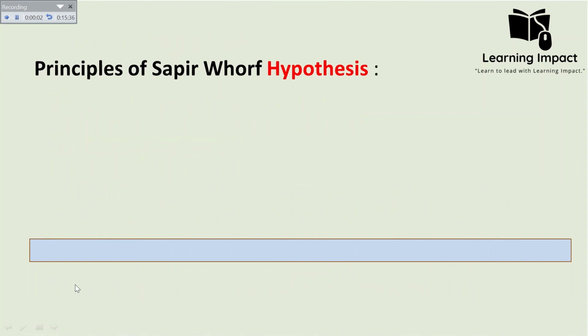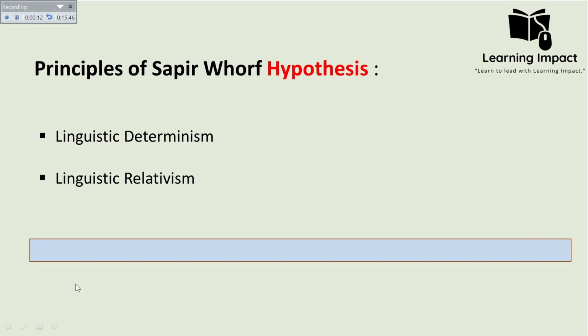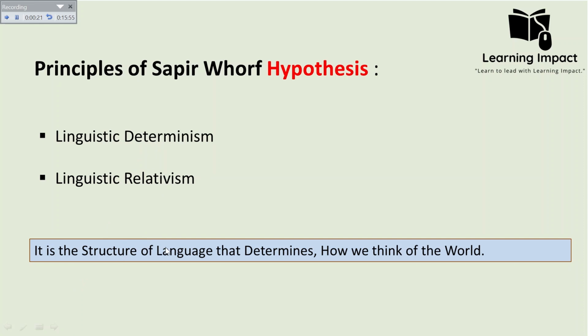Before we go into the detailed examples of the Sapir hypothesis, there are two principles of it: linguistic determinism and linguistic relativism. Before we go into detail on linguistic relativism, first we have to discuss linguistic determinism. Linguistic determinism states that it is the structure of the language that determines how we think of the world. It is our language that is affecting how we think of the world. This is linguistic determinism.